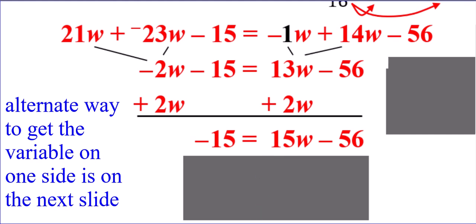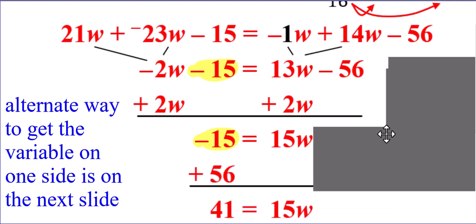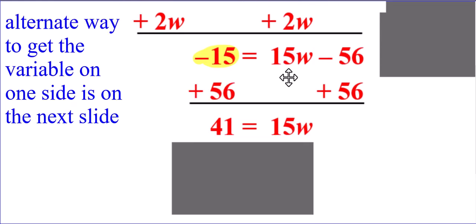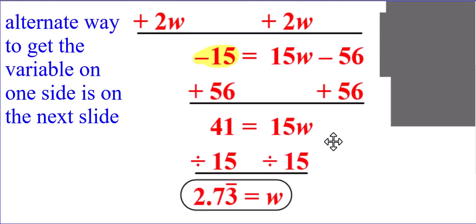Watch out. I mentioned this on the last problem. If you got a minus to the left of a number, that's going to make this negative 15 because subtraction is the same as adding the opposite. Do not lose that negative. So important to pay attention to those details. From here, the inverse of subtracting by 56 is adding by 56, giving you 41, and the inverse of multiplying by 15 is dividing by 15, giving you 2.73 repeating.